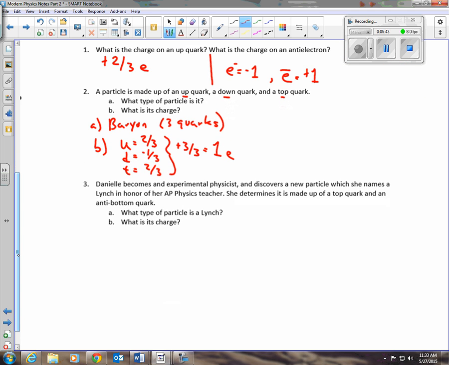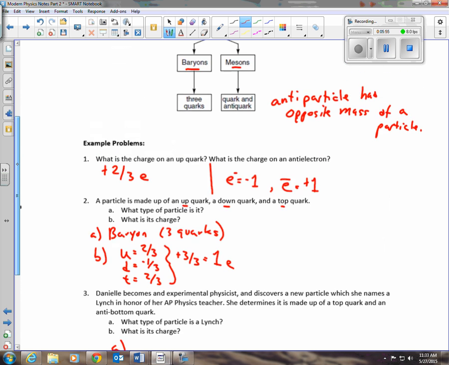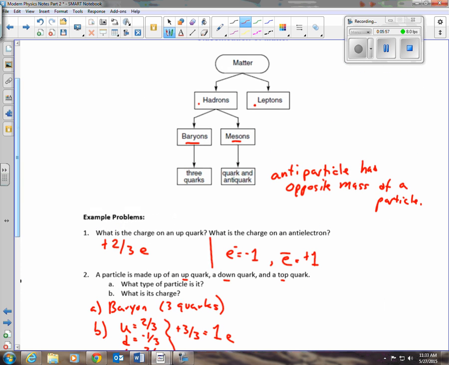So here's another one. Danielle becomes an experimental physicist, discovers a new particle she names a Lynch, and she determines it's made of a top quark and an anti-bottom quark. Part A, what type of particle is it? I will go back here. It's made of a quark and an anti-quark. That's true. I call it a meson.